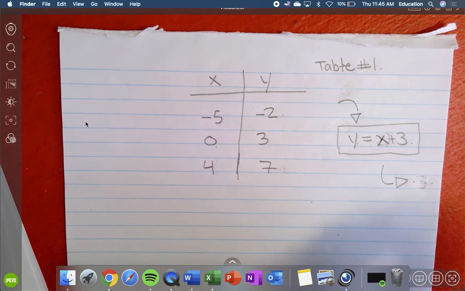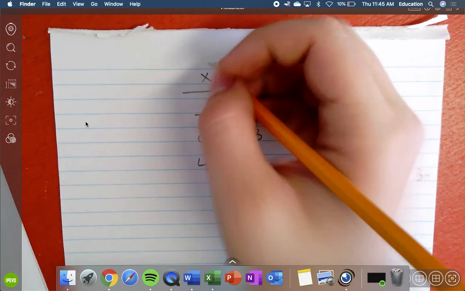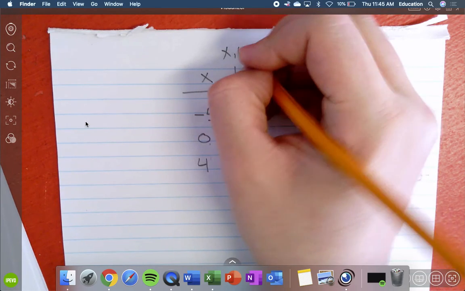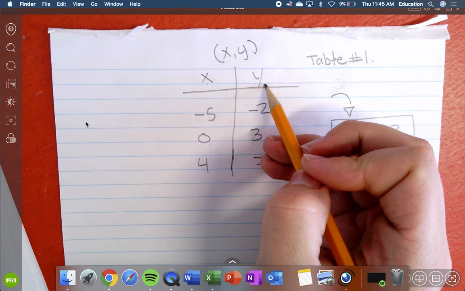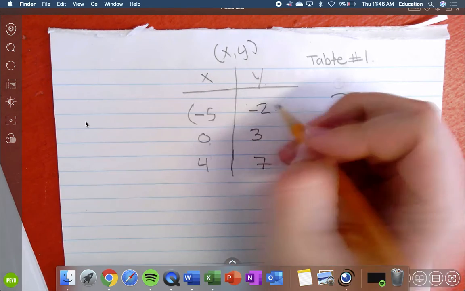So now, each row, just like how I told you x comma y is a coordinate. Do you see the x and y here? Those are coordinates. So now these are coordinates.